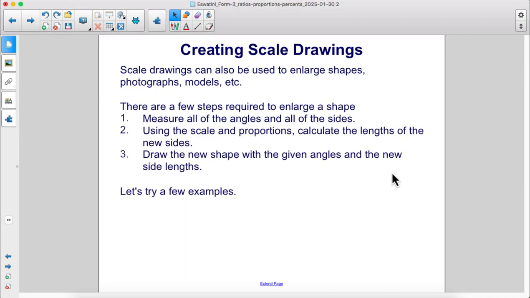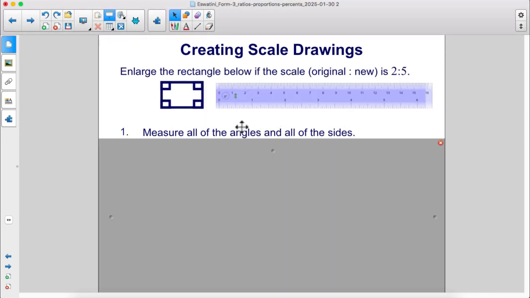Scale drawings can also be used to enlarge shapes, photographs, models, etc. There are a few steps required to enlarge a shape. Measure all of the angles and all of the sides. Using the scale and proportions, calculate the lengths of the new sides. Draw the new shape with the given angles and the new side lengths. Let's try a few examples. Enlarge the rectangle below if the scale is 2 to 5.